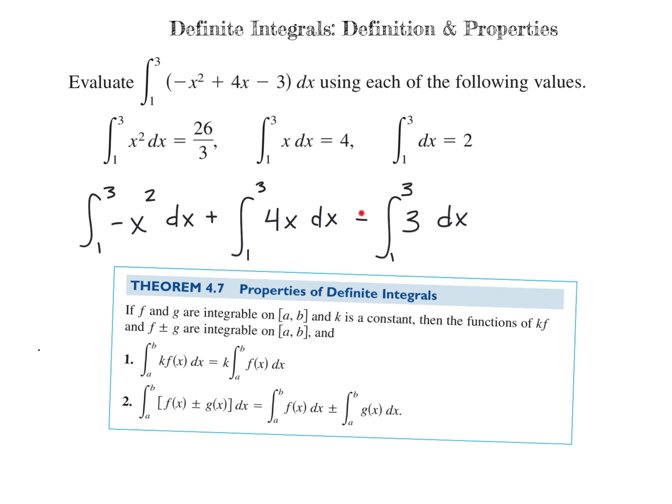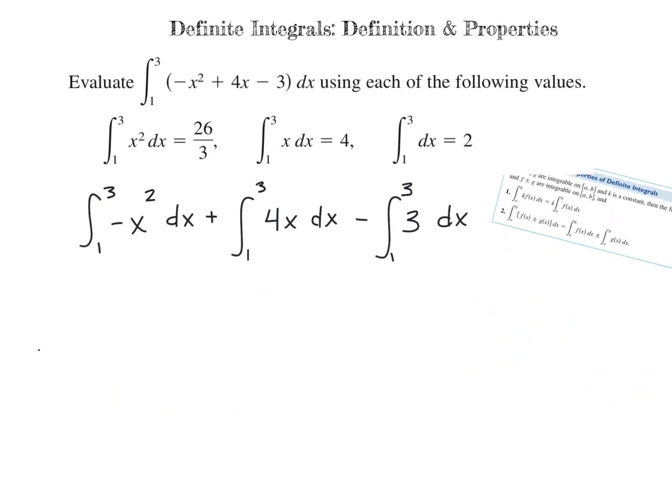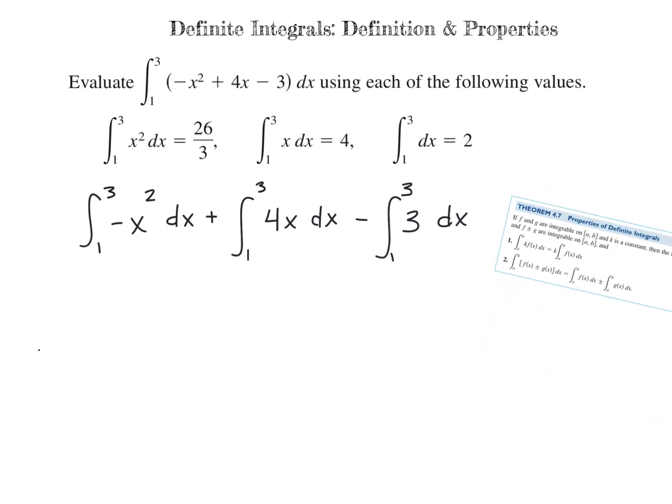Lastly, this -3, I took the minus sign out front. I could have also had plus and then had a -3 in here, just depending on how you want to deal with negatives. So I split that up using our second property. Now we can use the first property that says if there's some coefficient in front, we can actually move it out in front of our integral.